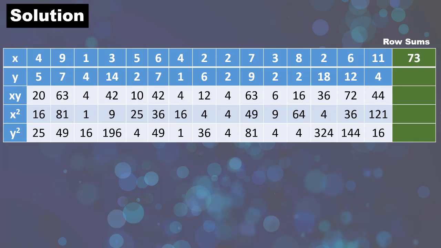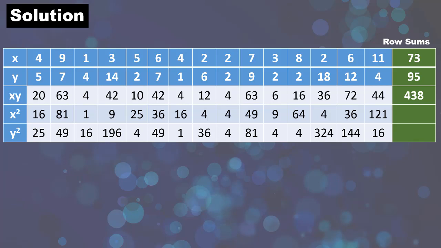Then we'll add the next row. 5 plus 7 plus 4 plus 14 plus 2 plus 7 plus 1 plus 6 plus 2 plus 9 plus 2 plus 2 plus 18 plus 12 plus 4 is 95. For the row representing X times Y, 20 plus 63 plus 4 plus 42 plus 10 plus 42 plus 4 plus 12 plus 4 plus 63 plus 6 plus 16 plus 36 plus 72 plus 44 ends up being 438.